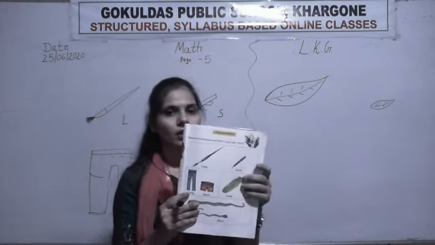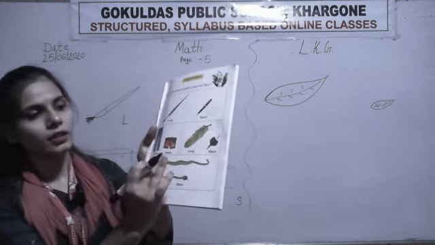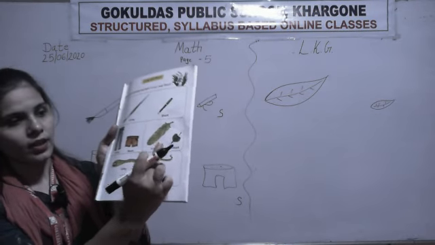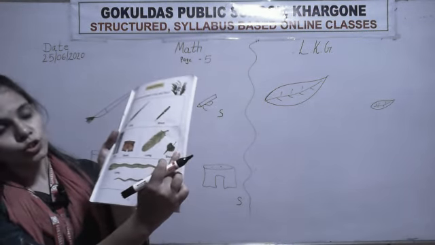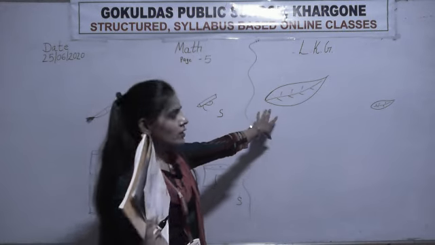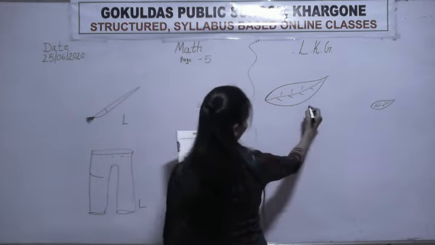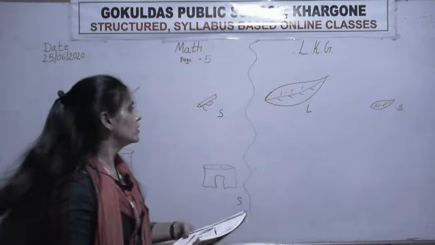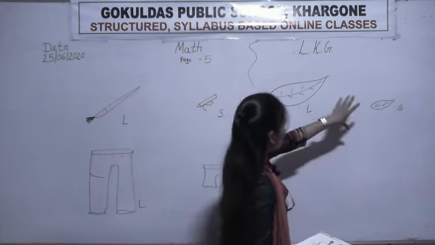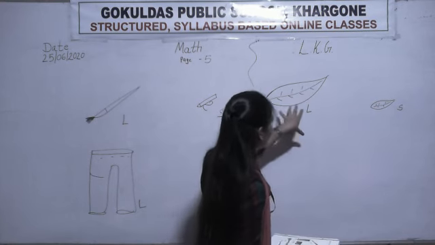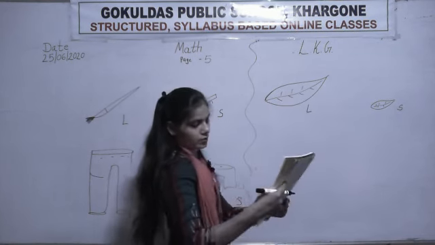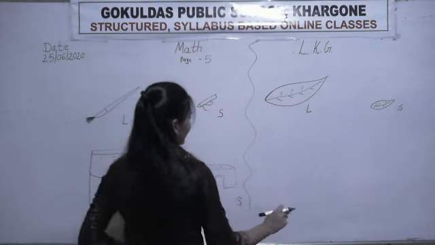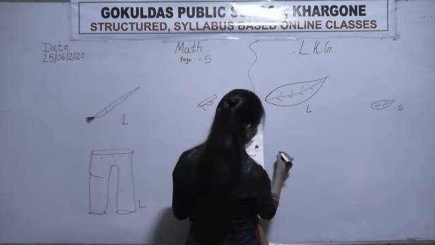Okay. So look here. This one is a long leaf and this one is short. And on the board, long one and short one. Okay. This is long leaf and this is short. Long, short. Okay. Now the next picture is a snake.